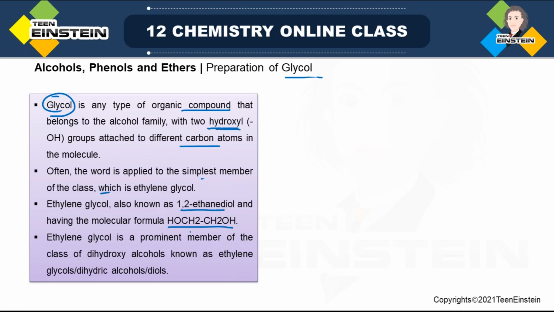Because in IUPAC, what we do is find the longest chain. So this is the longest chain, and this is one carbon, this is two carbon, and it is an ethane derivative, right? Ethane is CH3CH3, that is C2H6. Now two carbon-hydrogen bonds are replaced by two carbon-OH bonds. So that is why the name 1,2-ethane diol. It is a prominent member of the class of dihydroxy alcohols known as ethylene glycol, dihydric alcohol, or diols.